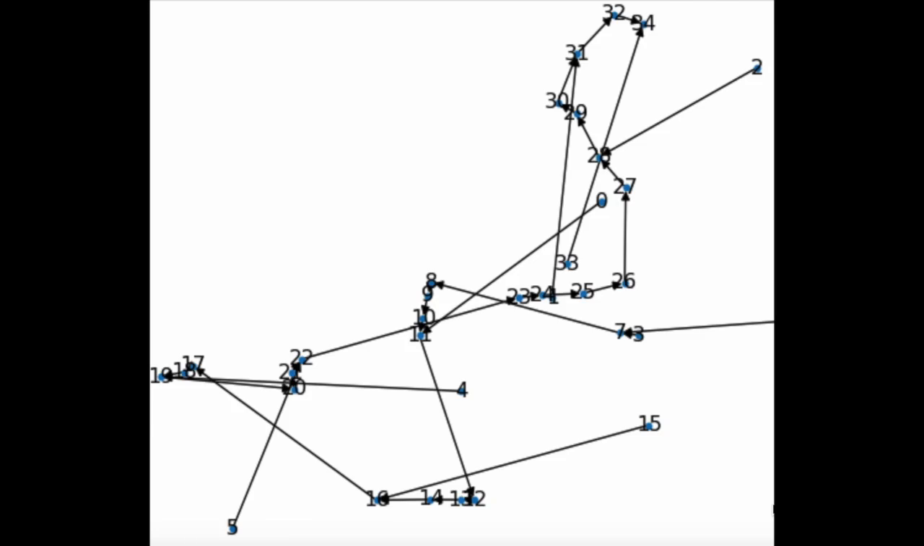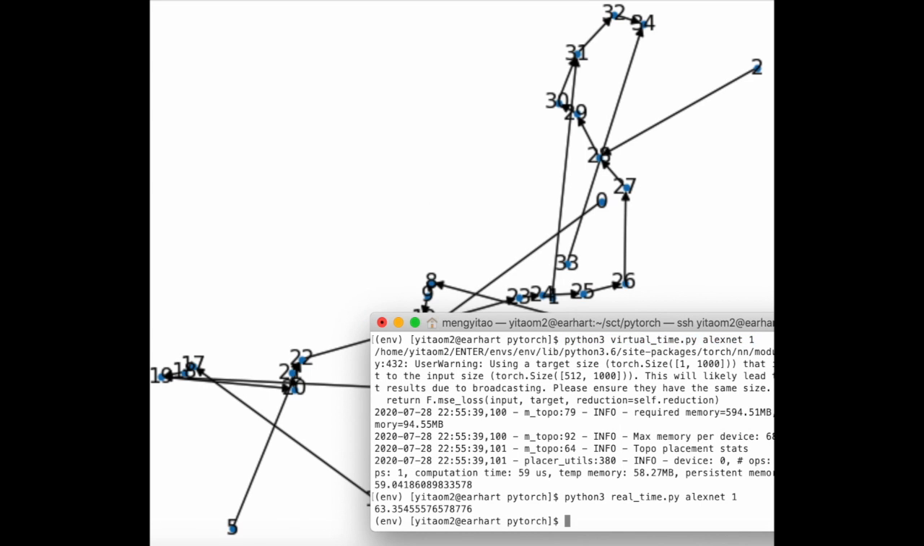In this graph, you can see a relation graph generated using the AlexNet model. The points are the layers and they are connected by directed edges. This line means I ran the virtual scheduler for AlexNet using 1 GPU and I got the result 59. And this line is the real execution for AlexNet using 1 GPU. It's 63. Well, it's not perfect, but you can see they are very similar.